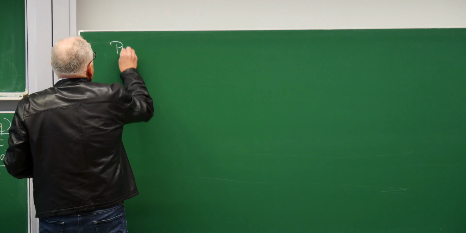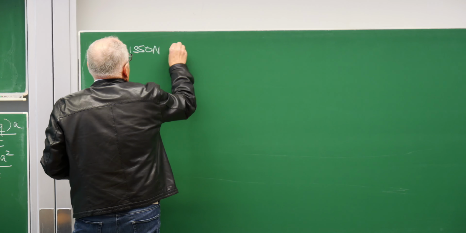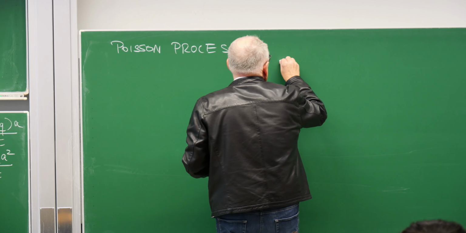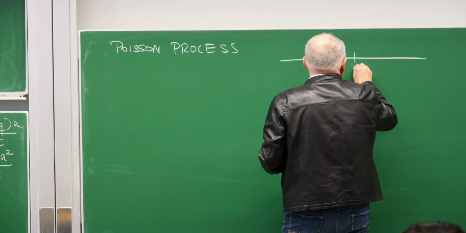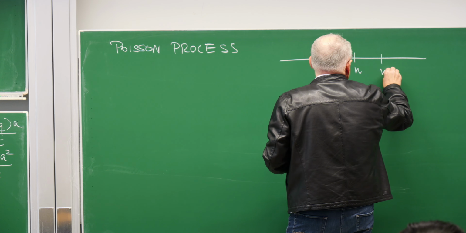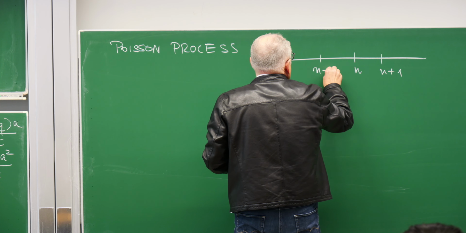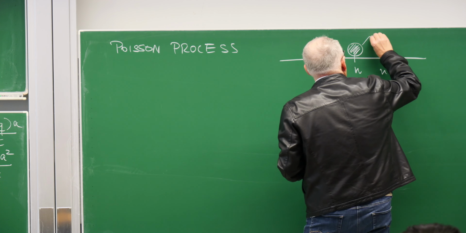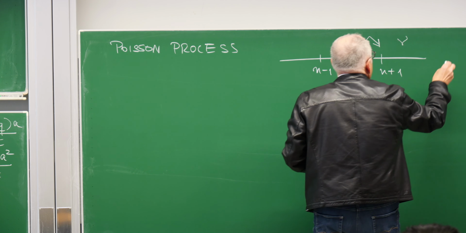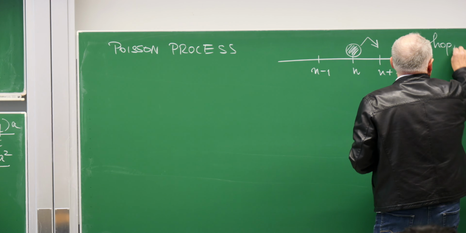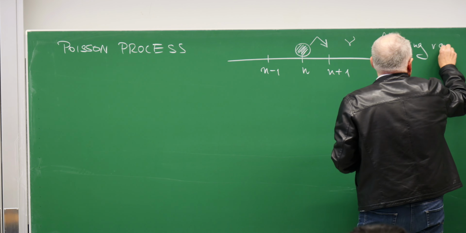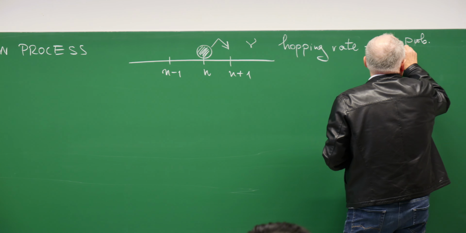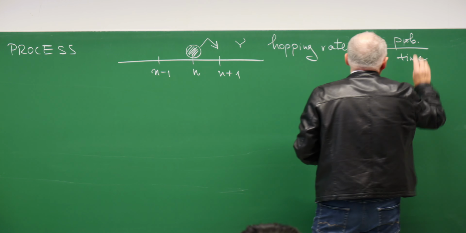So we do have this Poisson process. That means we're going back to the mathematical description now. I have a site n. I have a site n plus 1. I have a site n minus 1. I have the particle here, and it hops forward with a rate nu that I call the hopping rate, and this is a probability per unit time.